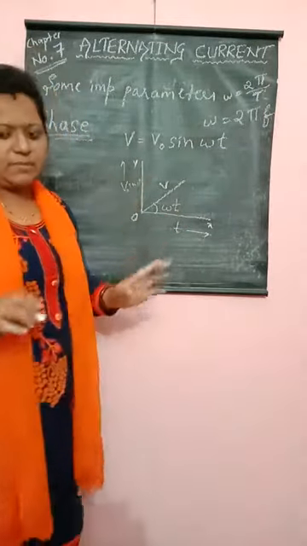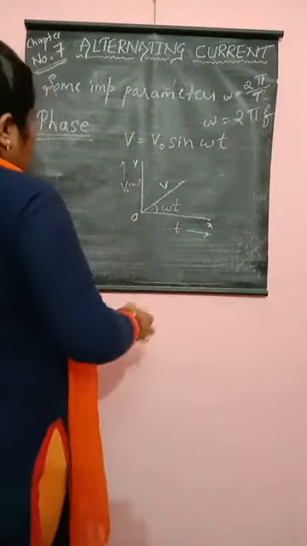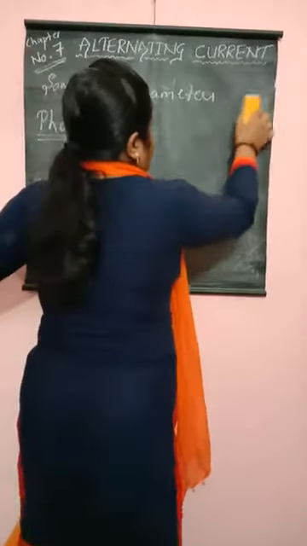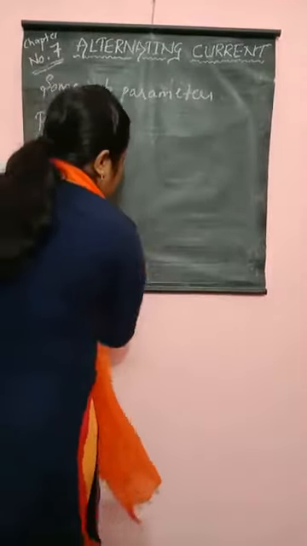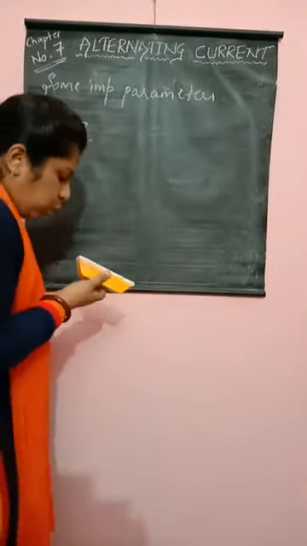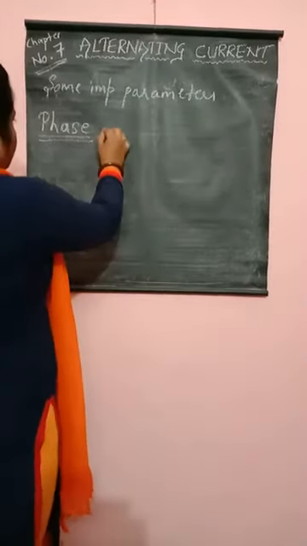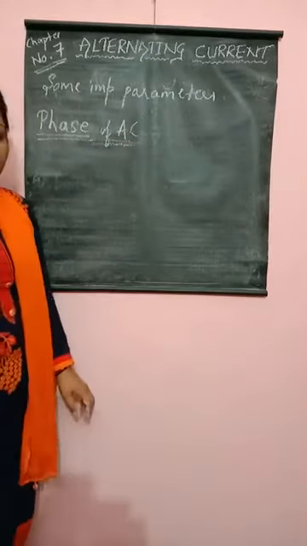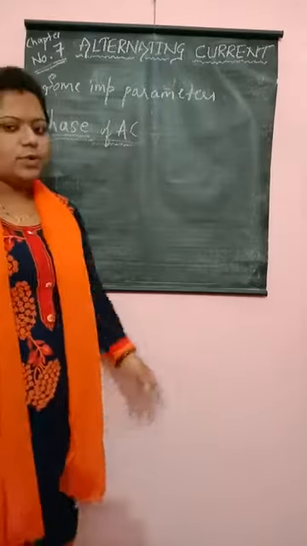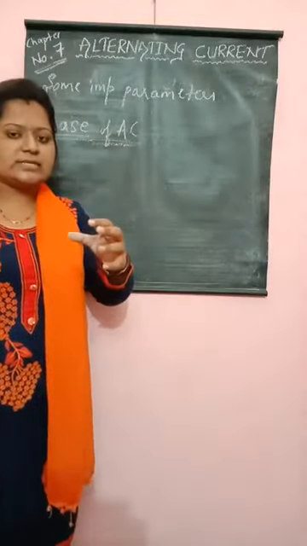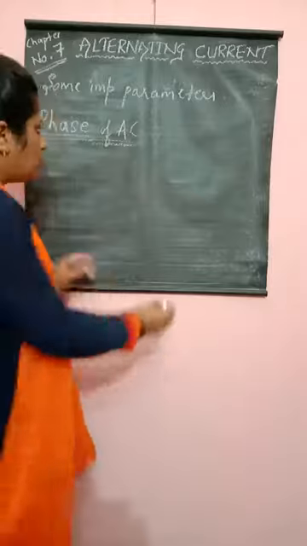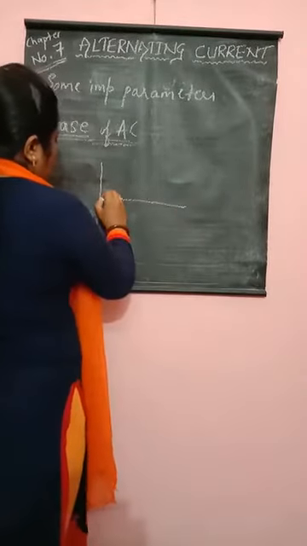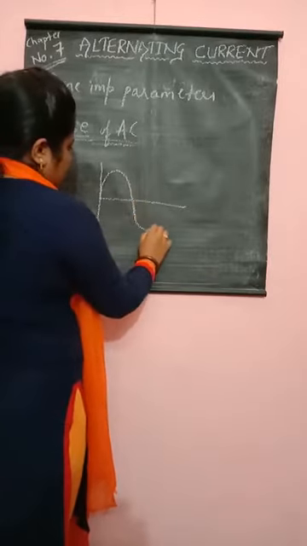Okay, this is the basic thing about the phase. Now you come to the knowledge of phase with respect to alternating current. So how we can represent the phase of AC. Okay, so in the introductory part I have told you the nature of AC is nothing but a sine or a cosine wave. Okay, I'll consider this now. So how will it be? It will be like this.